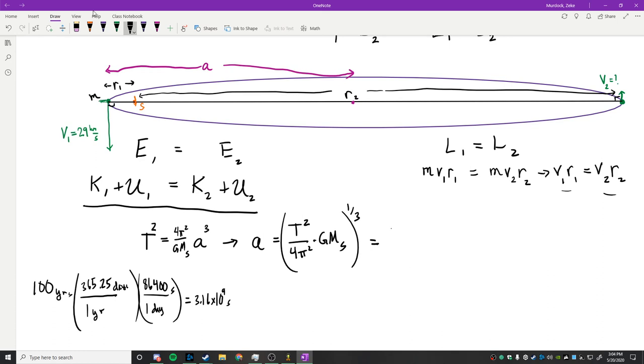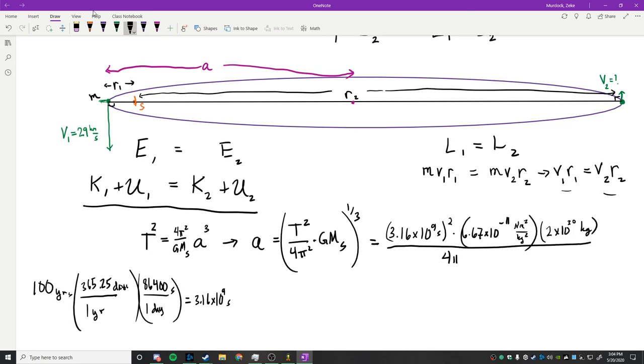This is where the EE button, the scientific notation button on your calculator, is going to be very handy. So you do this times 10 to the 9 seconds, and that's squared, times G, which is 6.67 times 10 to the negative 11, and then the mass of the sun, which you can look up in a table, but it's 2 times 10 to the 30 kilograms. Pretty easy to remember. And we divide this by 4 pi squared. And then all of that is going to be raised to the 1/3 power, or the cube root.